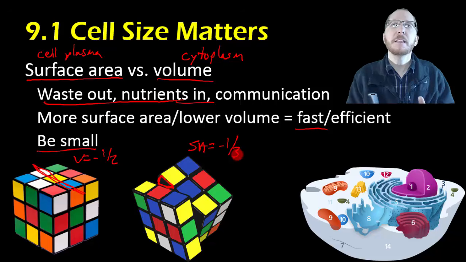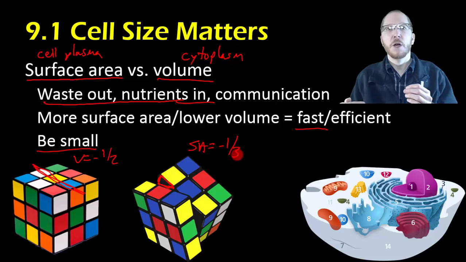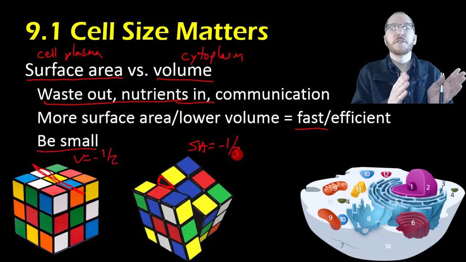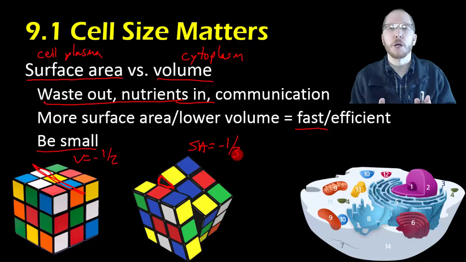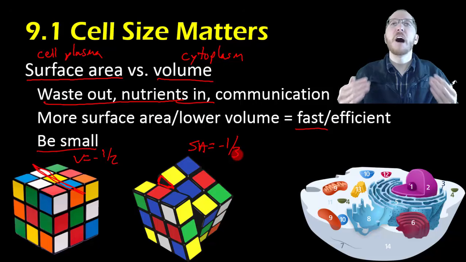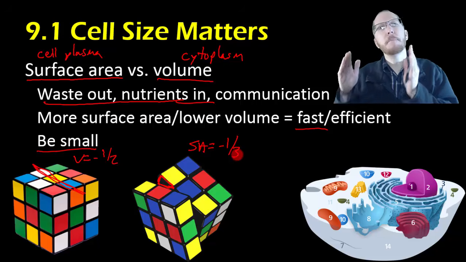And so this means that as a cell gets smaller and smaller, the volume decreases faster than the surface area. So essentially that ratio of surface area to volume will favor surface area as you get smaller. The opposite's true as well. As you get bigger and bigger, volume increases faster. So this surface area to volume ratio will favor volume as you get bigger.